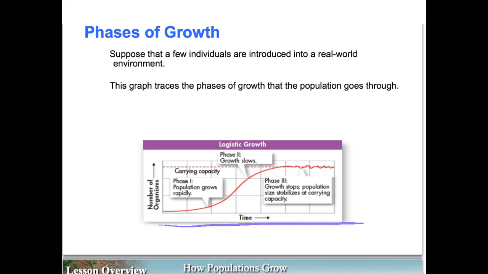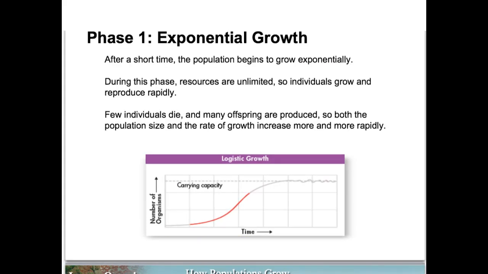So we're going to look at this graph down here, and we're going to suppose that we're putting a few individuals into a real-world environment. After a short period of time, the population will begin to grow exponentially. During this phase, the resources are unlimited, so the individuals can grow and, more importantly, reproduce quickly. Some of the individuals will die, but many offspring are produced, so both the population size and the growth rate increase more and more rapidly.